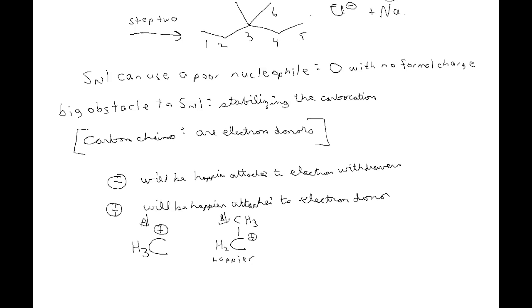So we're putting together the different pieces we were going over. Carbon chains are electron donors, and positive charges are happier when they're attached to electron donors. So positive charges are happier when they're attached to carbon chains. You can see what's going on here. These hydrogens have almost no electrons to donate to the positive charge, whereas here we've added a whole cloud of electrons that can help to stabilize that positive charge.